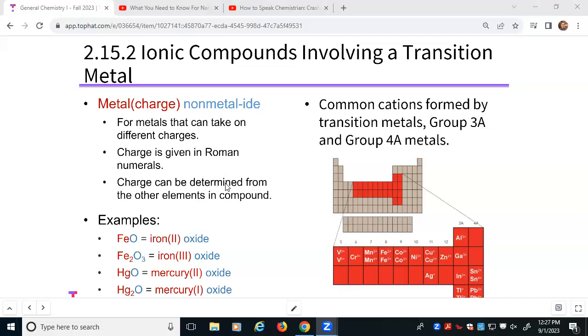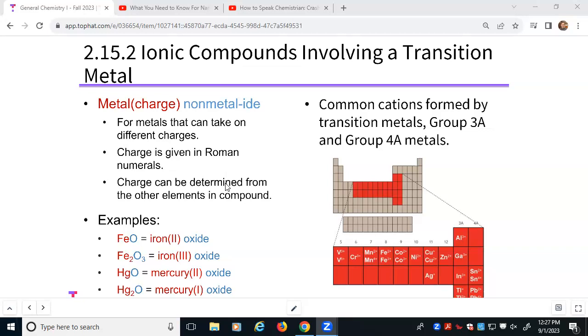One of the issues that we run into with transition metals is that a lot of times transition metals have charges. And not only do they have charges, they have multiple charges. And how do I know that I'm talking about copper 1 versus copper 2? Or manganese 2+ versus manganese 4+? The way that I distinguish a charge is through the use of Roman numerals.